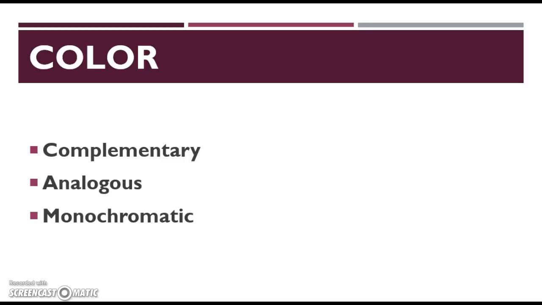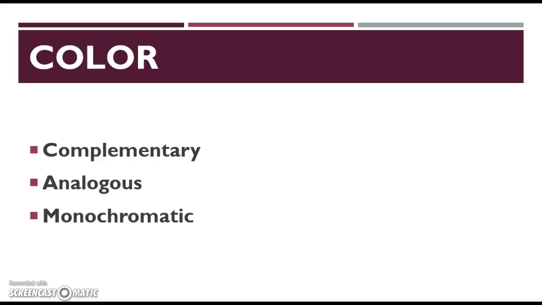And there are different color schemes that will also affect how an image works and how the colors in the image work together. So there's complementary colors, which are colors across from each other on the color wheel. So blue and orange, red and green, and purple and yellow are the main complementary colors.